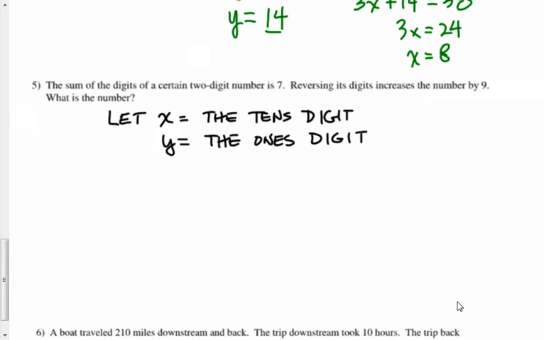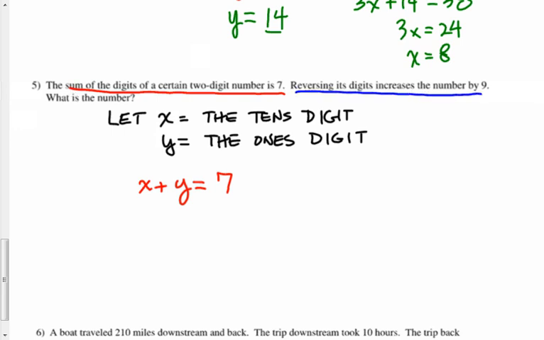Now the statement here says that the sum of the digits is 7. So that means if we just add the 2 digits together, not thinking about their place value, we should get 7. So we could think of the numbers as being like 5 and 2, or 1 and 6, something like that. They add up to 7. All right, and it says that reversing the digits increases the number by 9.